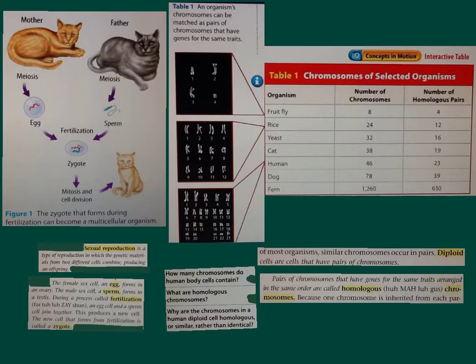Diploid cells. Following fertilization, a zygote goes through mitosis and cell division. These processes produce nearly all the cells in a multicellular organism. Organisms that reproduce sexually form two kinds of cells, body cells and sex cells. In body cells of most organisms, similar chromosomes occur in pairs. Diploid cells are cells that have pairs of chromosomes.